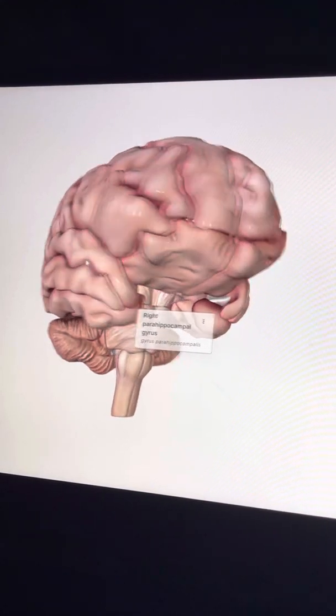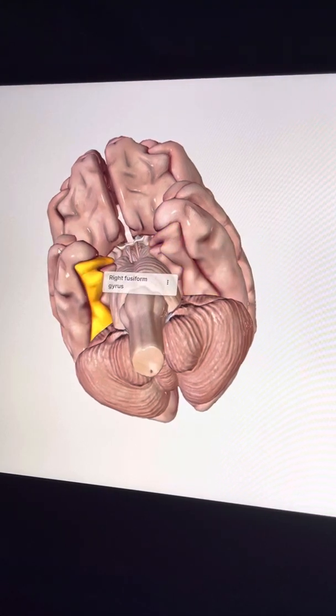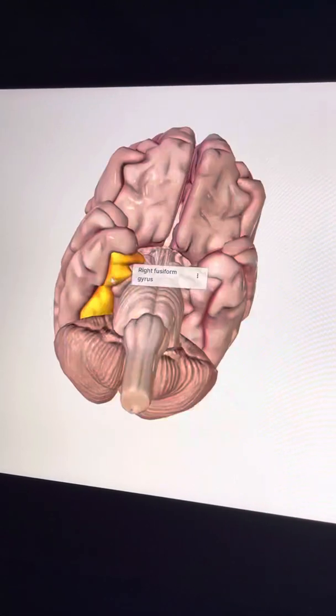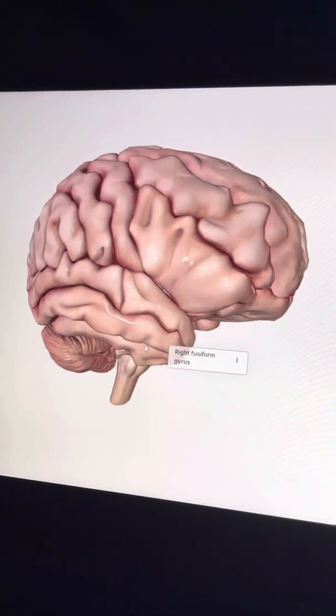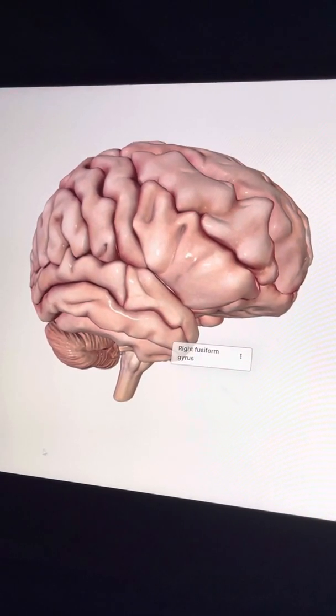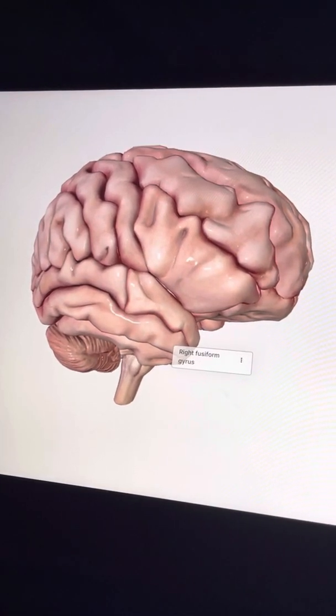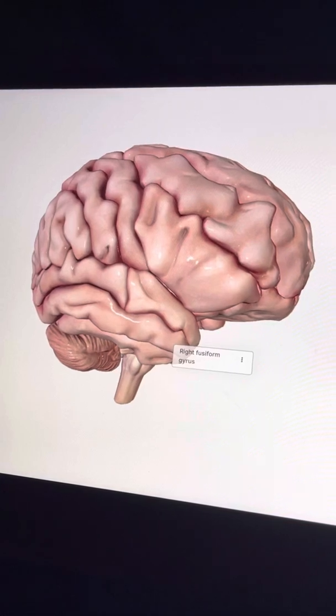Again, these guys are bilateral. You can see them on the left and the right. The temporal lobe is actually the second largest lobe of the brain, and the function of the temporal lobes focuses on processing auditory information, memory, and emotion. It's located on both sides of the head, near the ears.